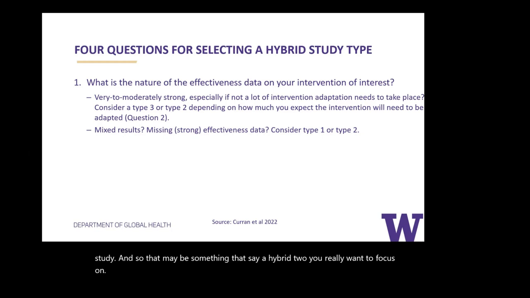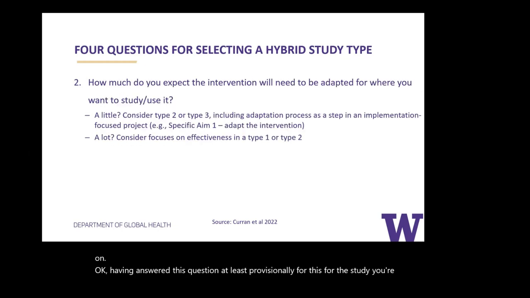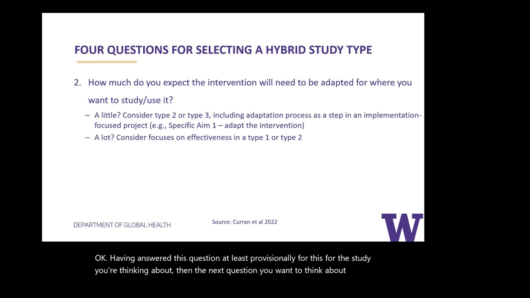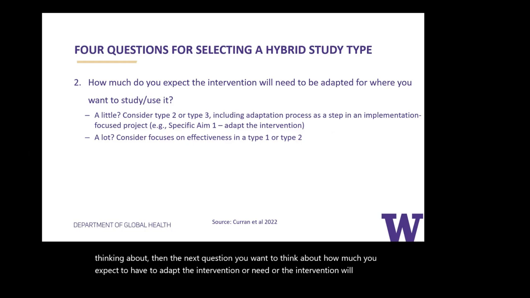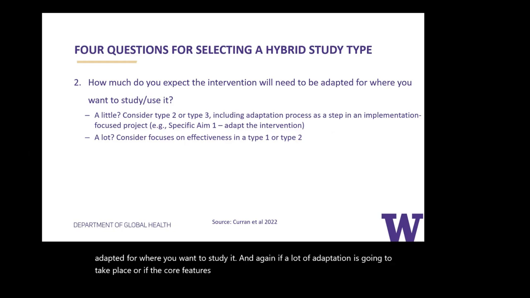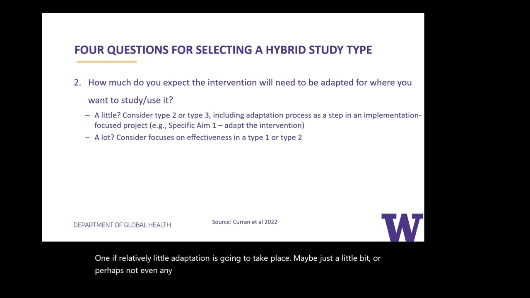Okay, having answered this question at least provisionally for the study you're thinking about, the next question you want to think about is how much you expect the intervention will need to be adapted for where you want to study it. And again, if a lot of adaptation is going to take place, if there are going to be some deep adaptations to the core features of that intervention, then you want to gravitate more toward the hybrid one. If relatively little adaptation is going to take place, maybe just a little bit or perhaps not even any, then you can certainly gravitate more toward that hybrid three end of the continuum.